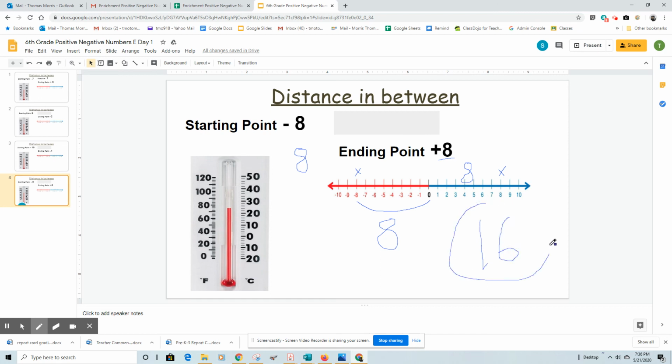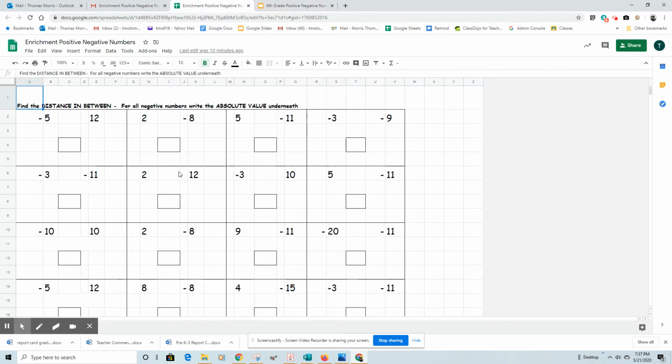I want you guys to think about this, and I've thrown in some other examples here to see if you guys are focused or not, and you'll see that in just a second as I jump over now to your assignment. You're going to see problems like this on your Google Sheet. You're going to have 20 problems. Find the distance in between for all negative numbers, write the absolute underneath.